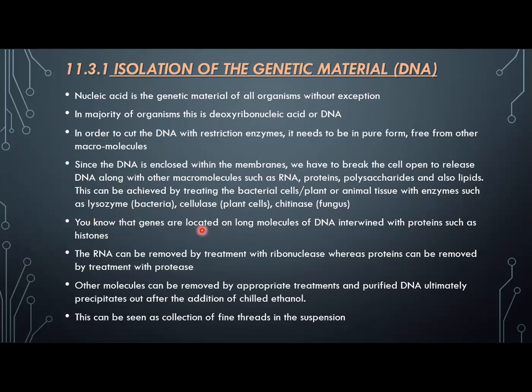We know that genes are located on long molecules of DNA intertwined with proteins such as histones. The RNA can be removed by treatment with ribonuclease, whereas proteins can be removed by treatment with protease. Other molecules can be removed by appropriate treatments, and purified DNA ultimately precipitates out after the addition of chilled ethanol. This can be seen as a collection of fine threads in the suspension.